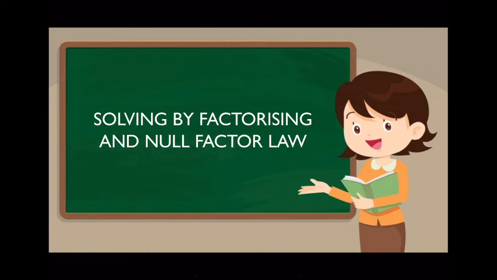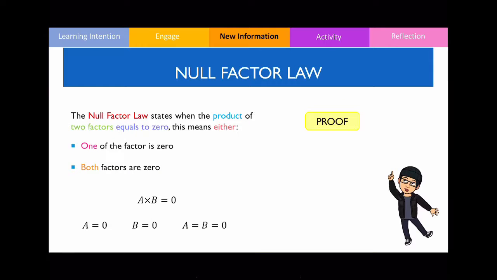We're now going to be looking at the second part of today's lesson, which is about factorizing and understanding what the null factor law is. So the null factor law states when the product of 2 factors equals 0, meaning if you multiply 2 terms or 2 numbers together and the product is 0, then this could either mean one of the factors or one of the terms is equal to 0, or alternatively, it means that both of the factors are equal to 0. So what do I mean by this?